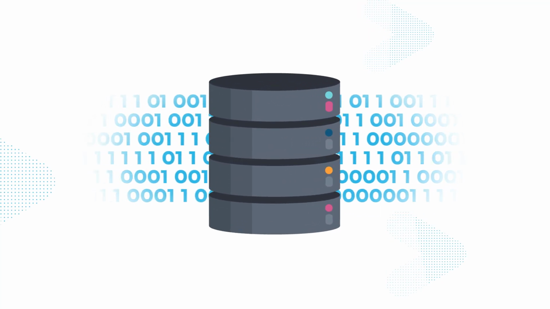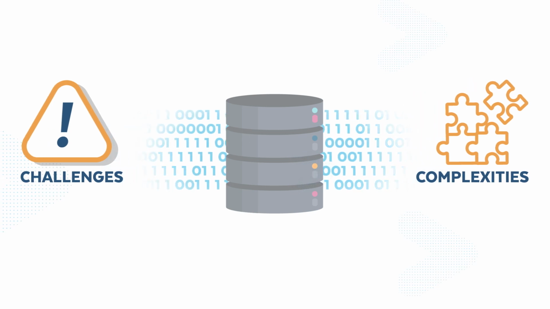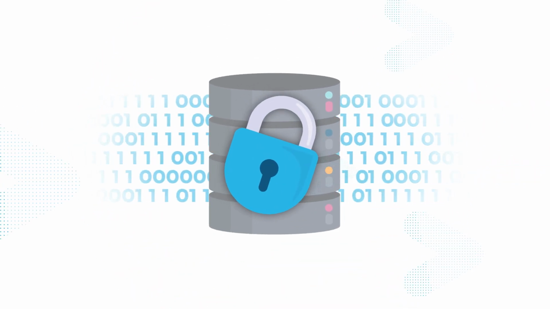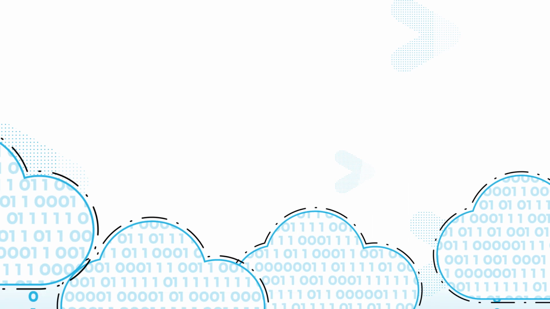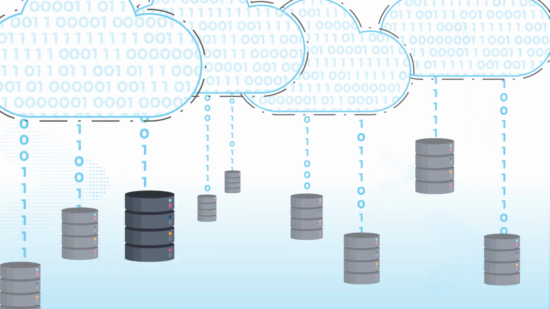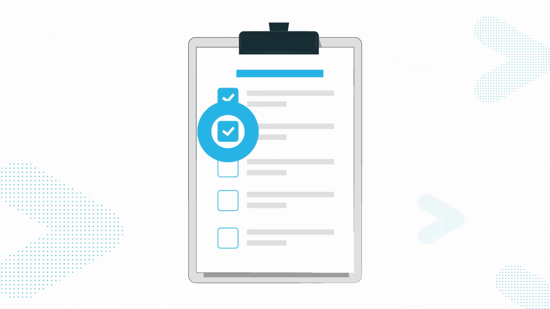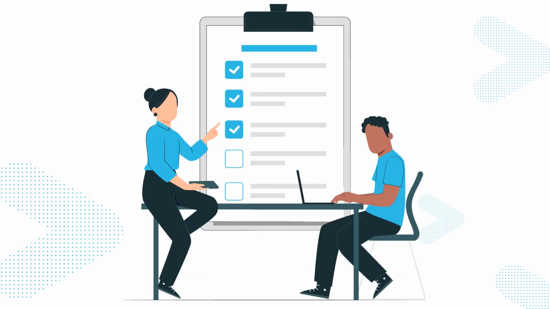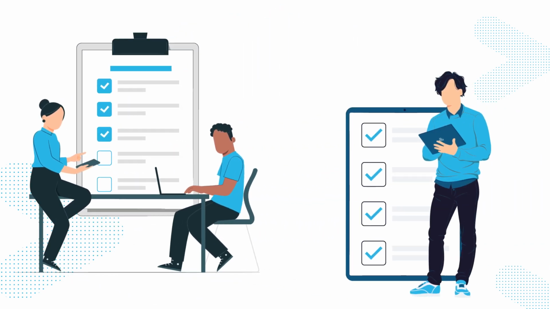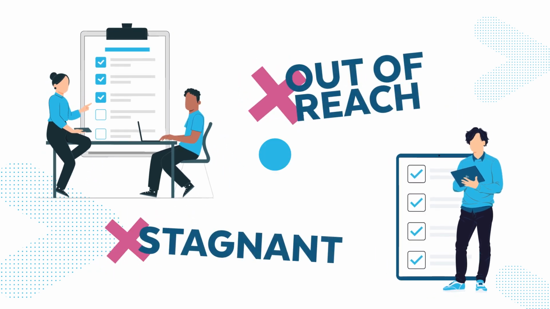Streaming data is nothing new, but challenges and complexities still prevent organizations from unlocking the value of streaming. Legacy streaming solutions start with dedicated architecture that is separate from batch ones, resulting in complex and costly data processing and management. Combine that with the different skill sets needed for working with streaming data and the highly specialized staff to handle it all, and streaming has remained out of reach and stagnant.